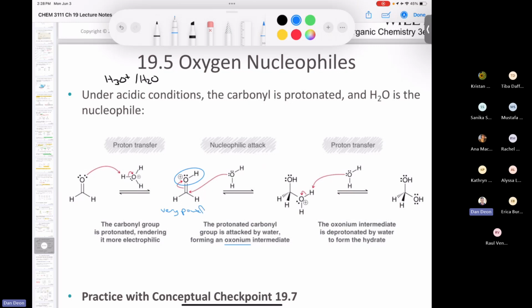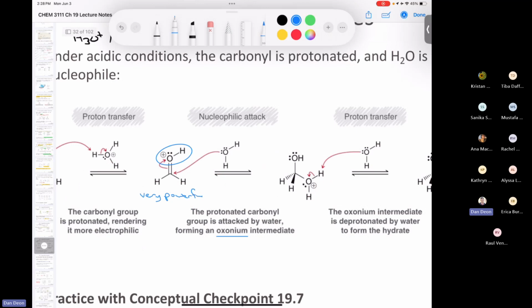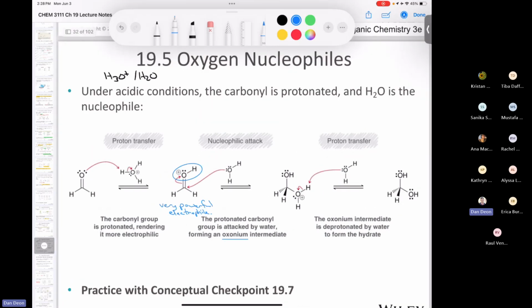A very powerful electrophile. Okay, so now that that's protonated, now water can come in and act as a nucleophile. So we form another oxonium ion, and then we have water that can behave as a base in this case. And so we end up deprotonating the oxonium ion, and we end up with our hydrate.